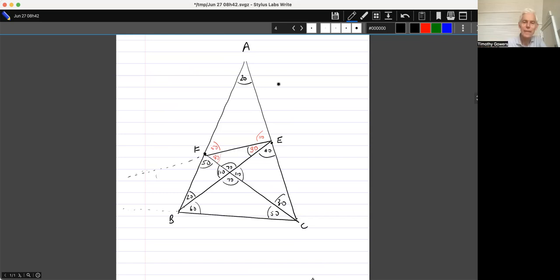And maybe I should ask whether there are any other construction lines I could consider adding, and what might conceivably help. So dropping a perpendicular is very unlikely to be useful. I don't know why I say that.